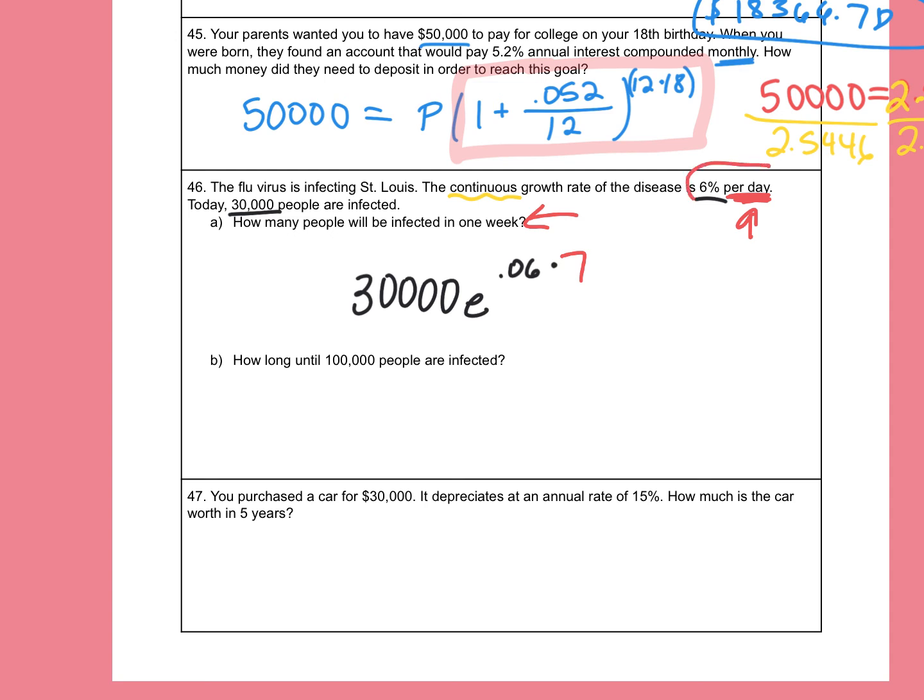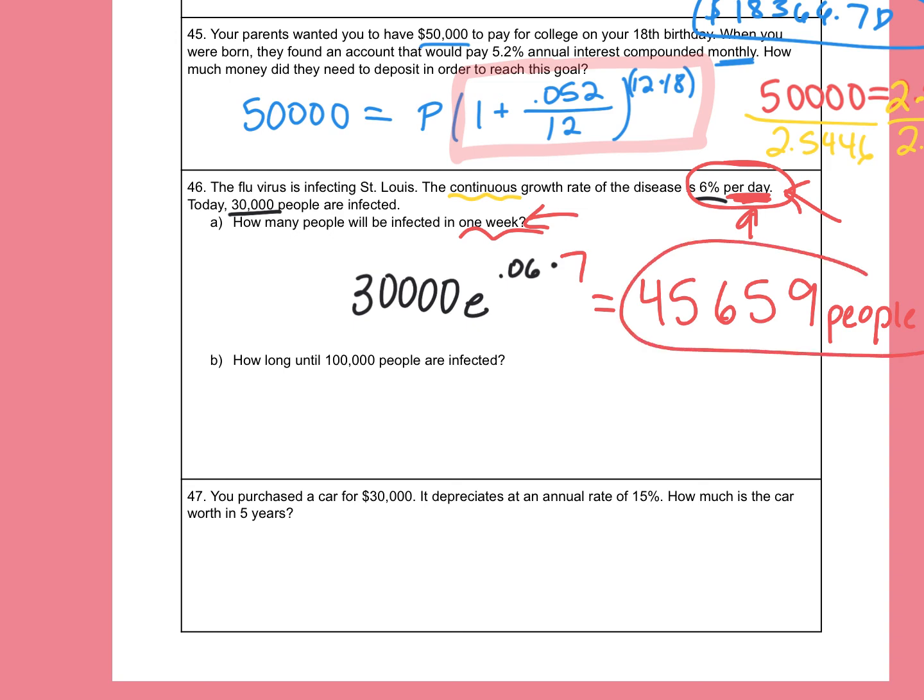But again, look at what the compound rate is, what the unit is. So here it's per day. So convert your questions to days, okay? So when I go to type that in, type in 30,000, e to the 0.06 times 7, and I end up with, I'm going to round it to the whole number just because I can't have a decimal of a person. So 45,659 people is what we'll call that. Okay. We'll label that way.